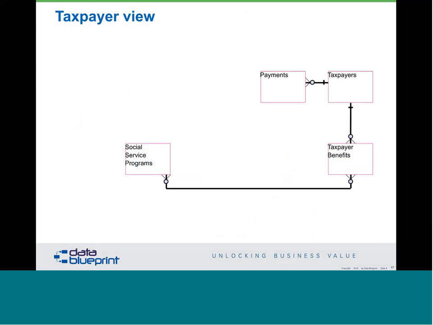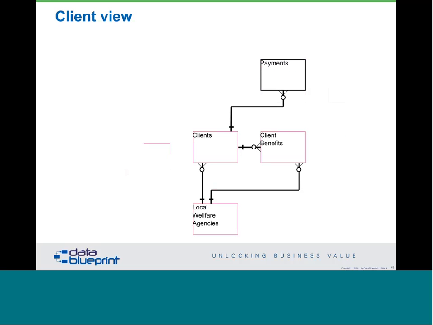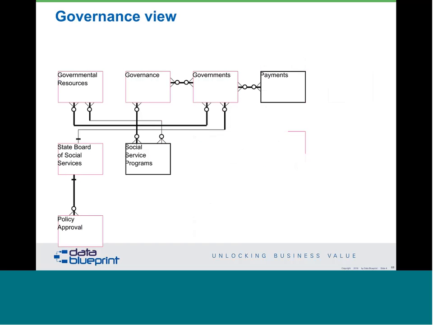And when you look at each of these views, you can see what are the things that are of concern to the taxpayers: payments, taxpayers, taxpayer benefits, social service programs. We can look at the client view and look at payments, clients, client benefits, local welfare agencies. The point is, we're simplifying this only because we have the entire architecture, and once I have the entire architecture, I can come back and break it down into some smaller bits and pieces.